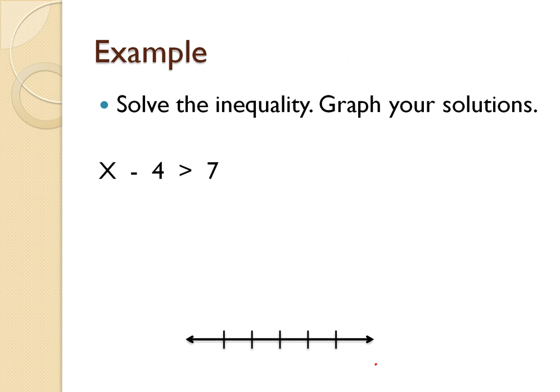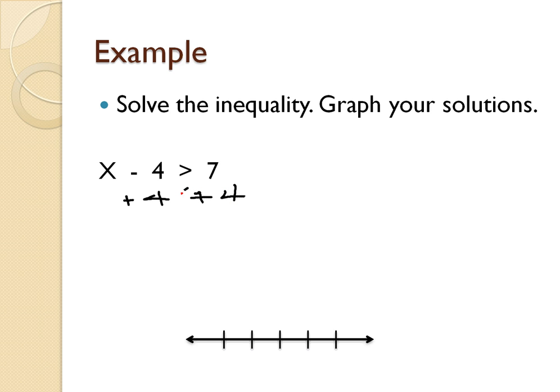Solve the inequality, graph your solutions. So we're going to solve for x or isolate x. We're going to treat this just like an equation, only we're going to be mindful that this is a greater than sign. So x minus 4 is greater than 7. I'm going to do the opposite of subtraction, which is addition. So I'm going to add 4 to both sides.